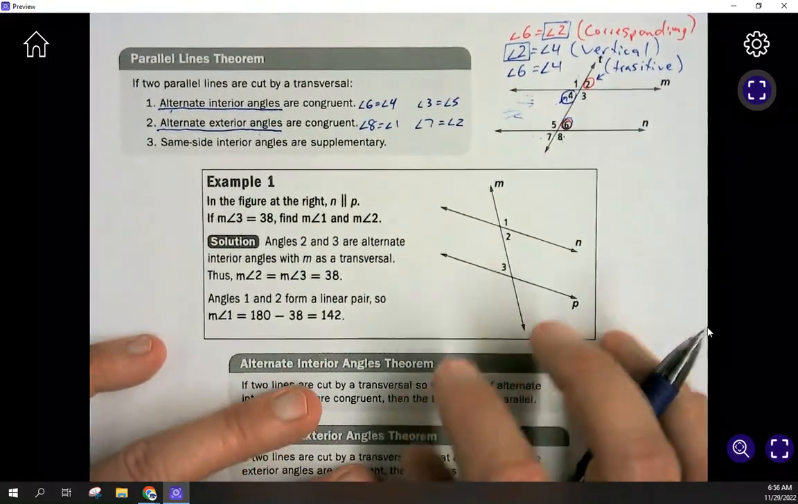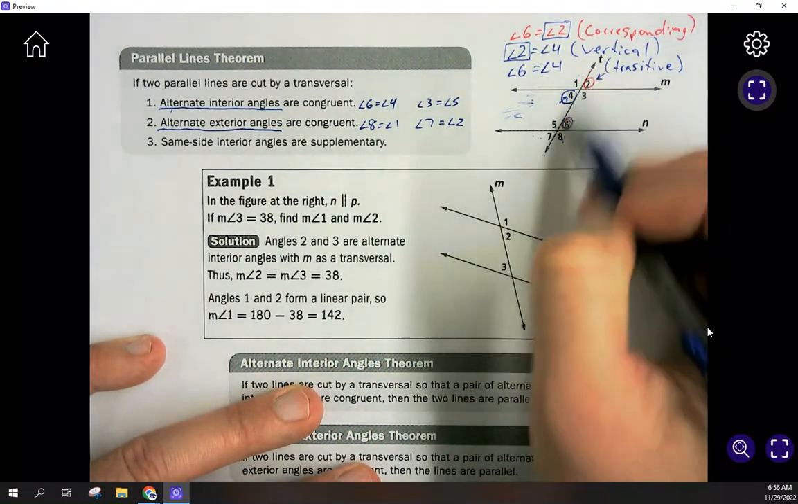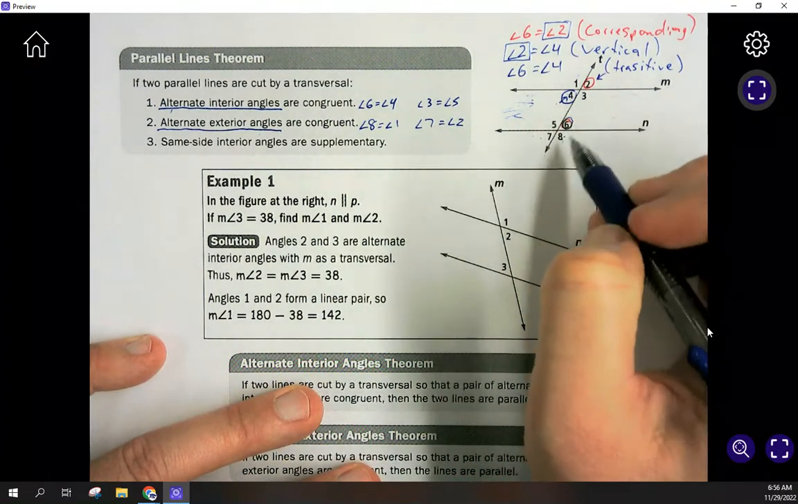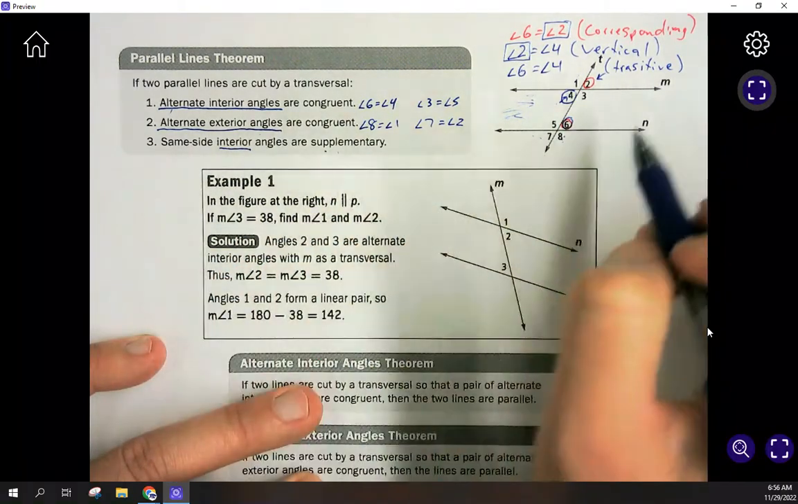Okay, and then the last piece here, same side interior. So same side, they're both on the right of the transversal or they're both on the left of the transversal. Talking specifically about interiors here, they're always going to be supplementary.